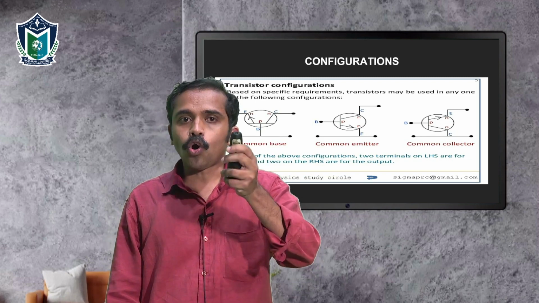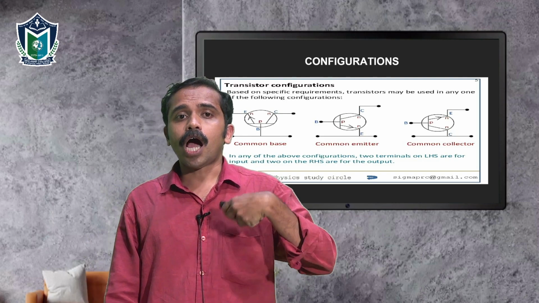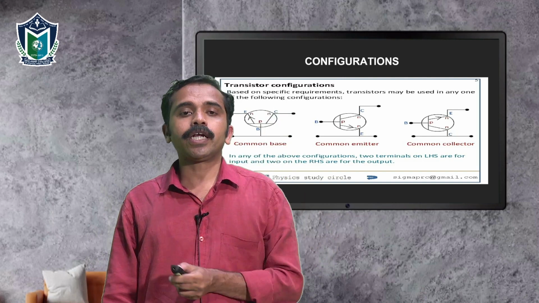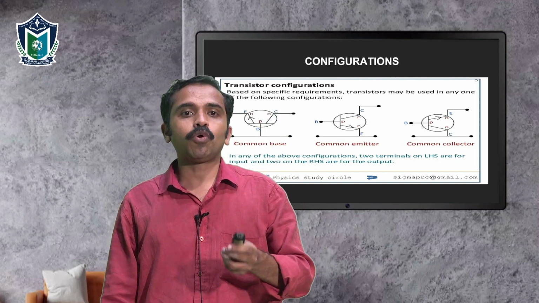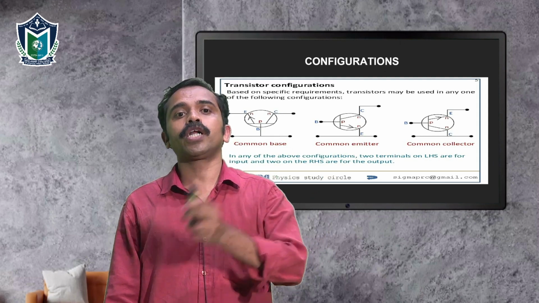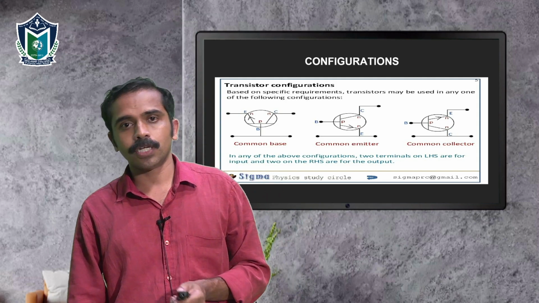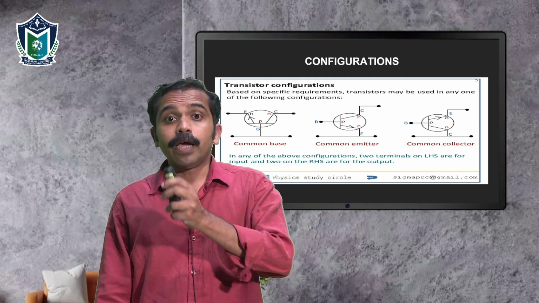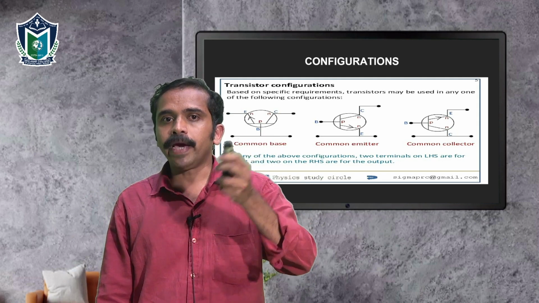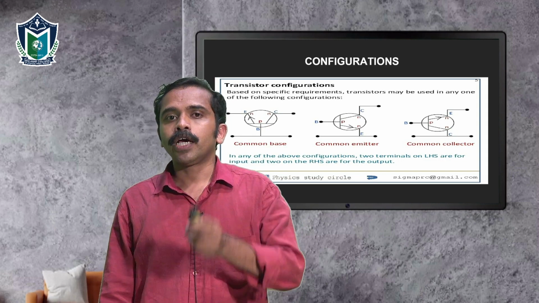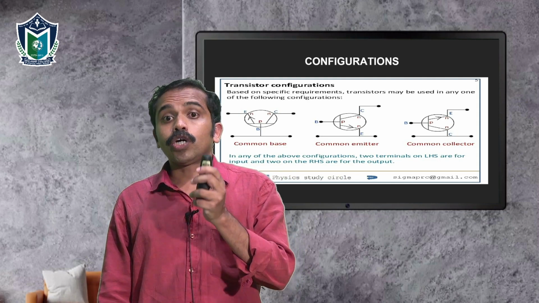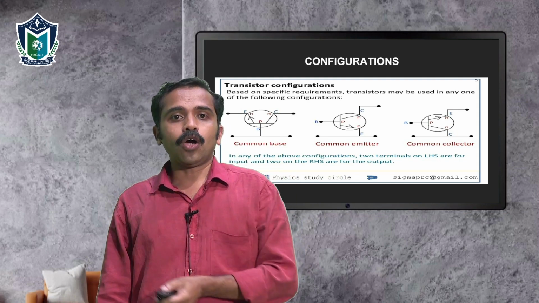In case of common base configuration, we apply our input between terminals emitter and base, and we take the corresponding output from terminals collector and base. So the base is common to both input and output, hence the name common base configuration. In common emitter configuration, emitter is common to both input and output. That is, the input is applied between base and emitter and the output is taken from collector and emitter. In case of common collector, collector is common to both input and output.